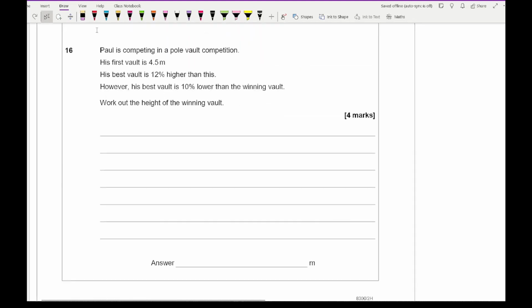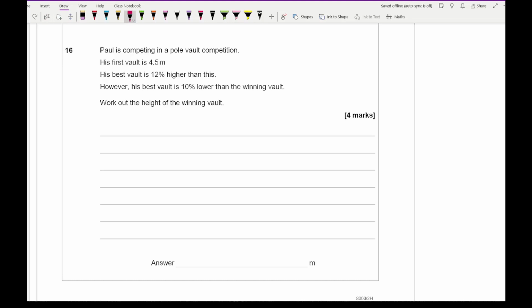Then moving on to question 16, it says Paul is competing in a pole vault competition. His first vault was 4.5 meters, and his best vault was 12% higher than this. However, his best vault is 10% lower than the winning vault. And the question is asking us to work out the height of the winning vault.